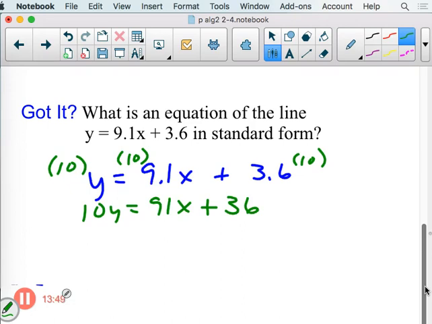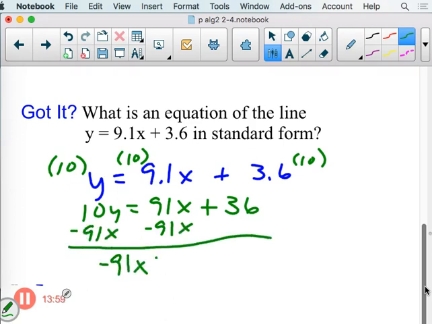Super close. What do we have to do to get the x and the y on one side? That's it. And of course, they're not like terms over here, so we still keep them separate. Negative 91x plus 10y equals 36. You can't put x's with y's. Stay separate. And there it is.